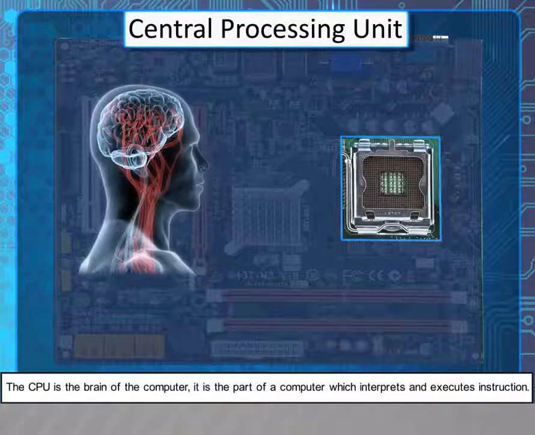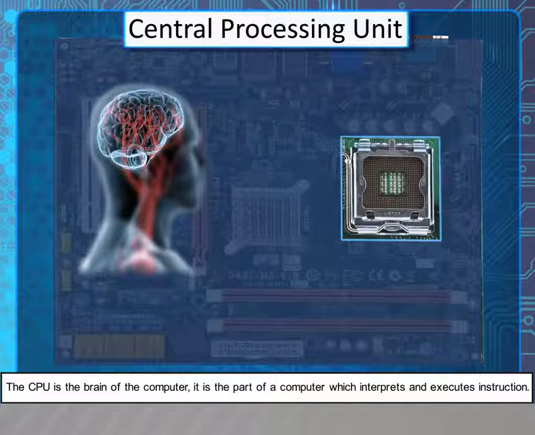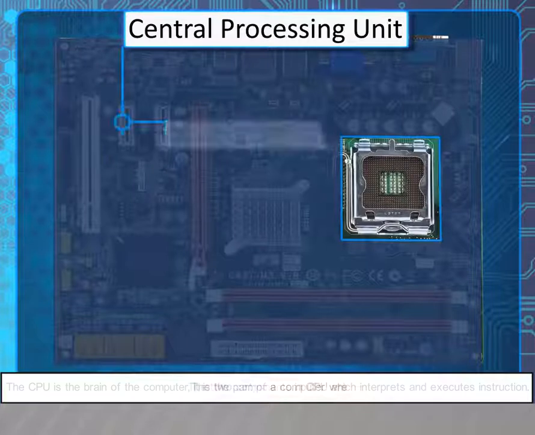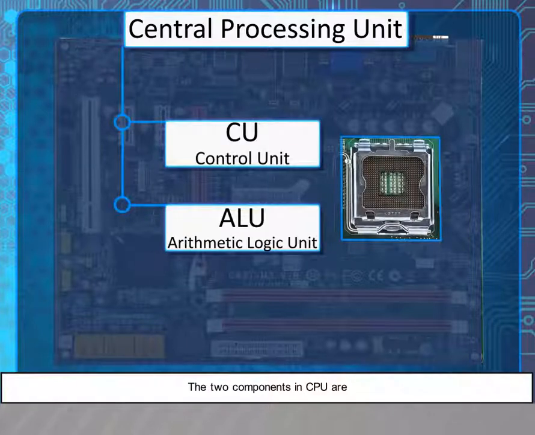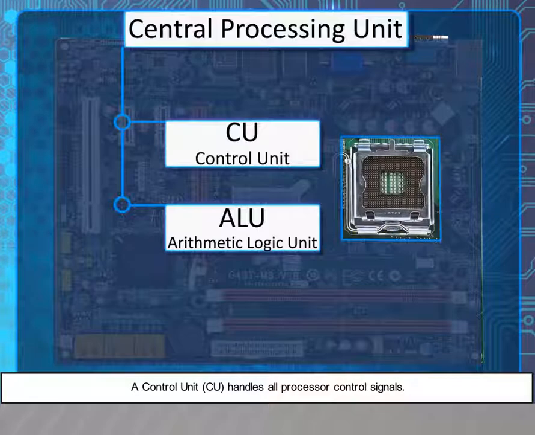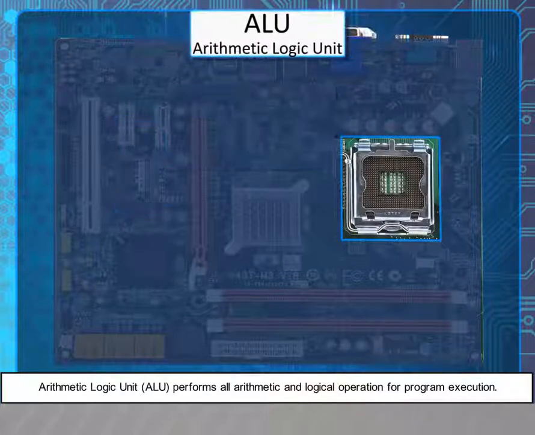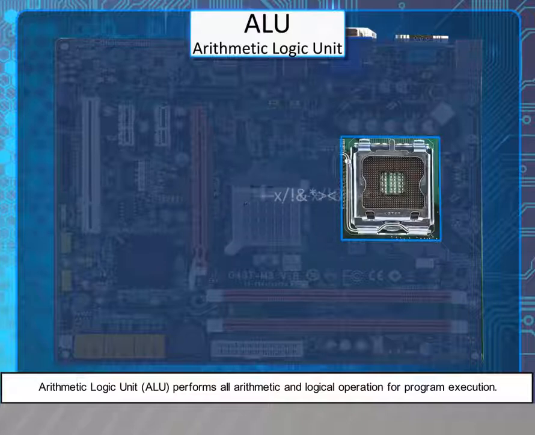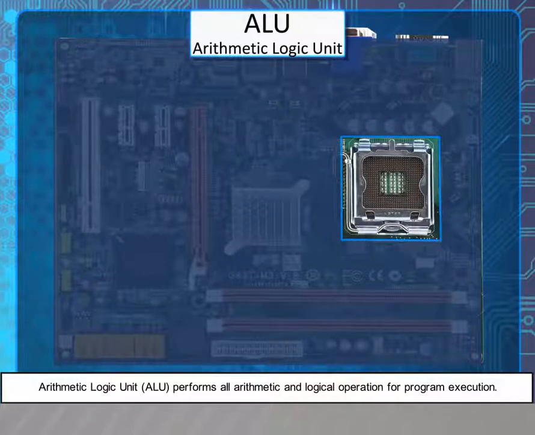Central processing unit. The CPU is the brain of the computer. It is the part of a computer which interprets and executes instructions. The two components in the CPU are the control unit, CU, and the arithmetic logic unit, ALU. The control unit handles all processor control signals. The arithmetic and logic unit performs all arithmetic and logical operations for program execution.